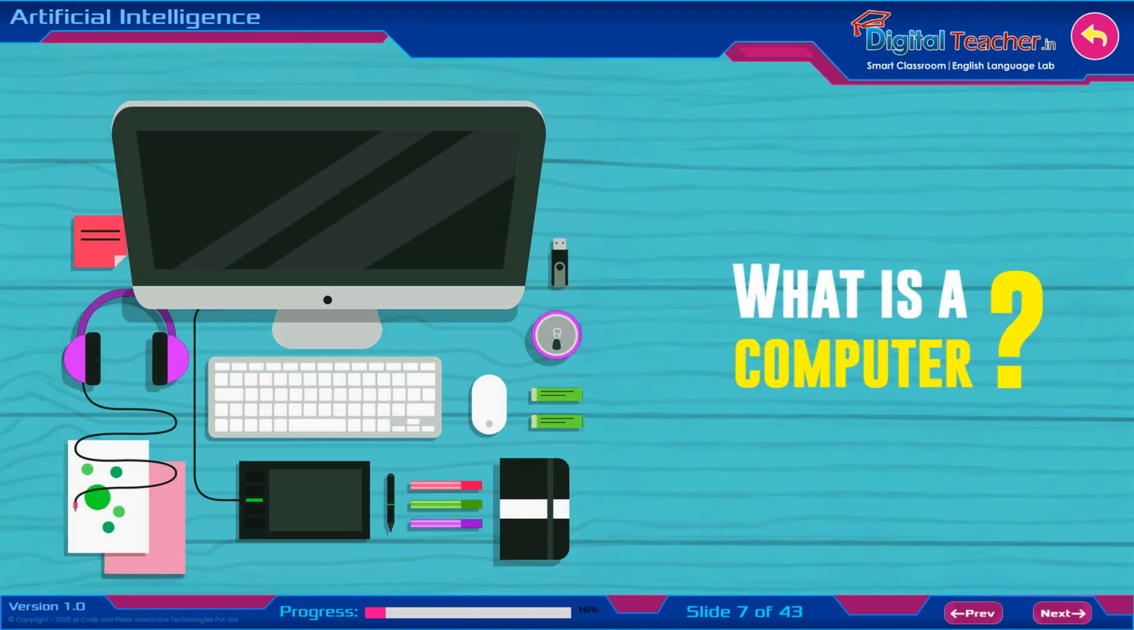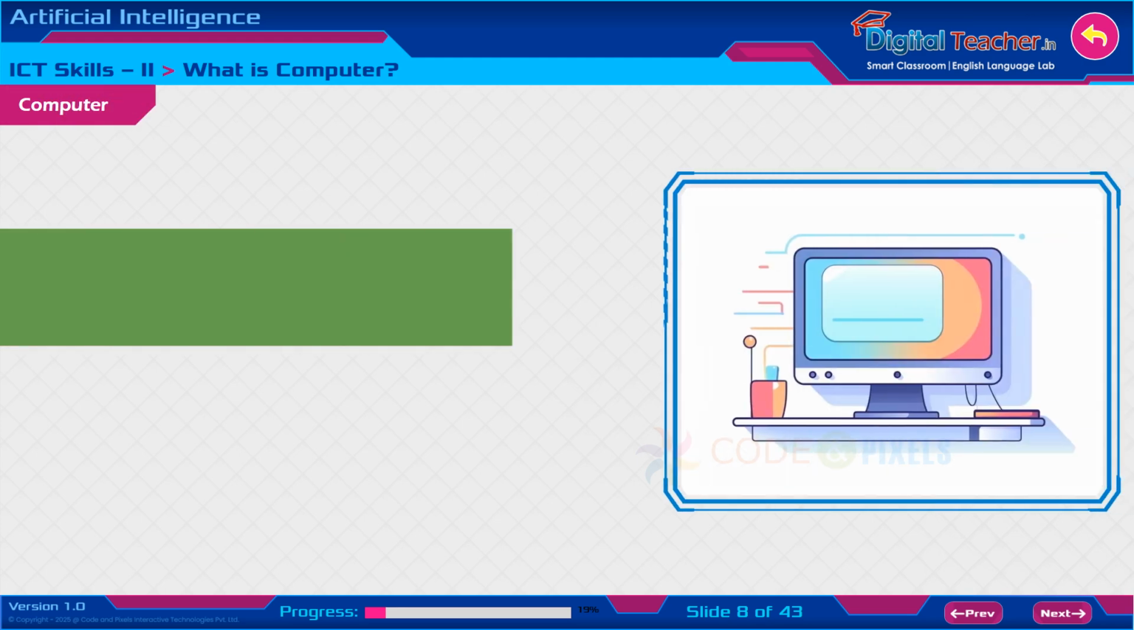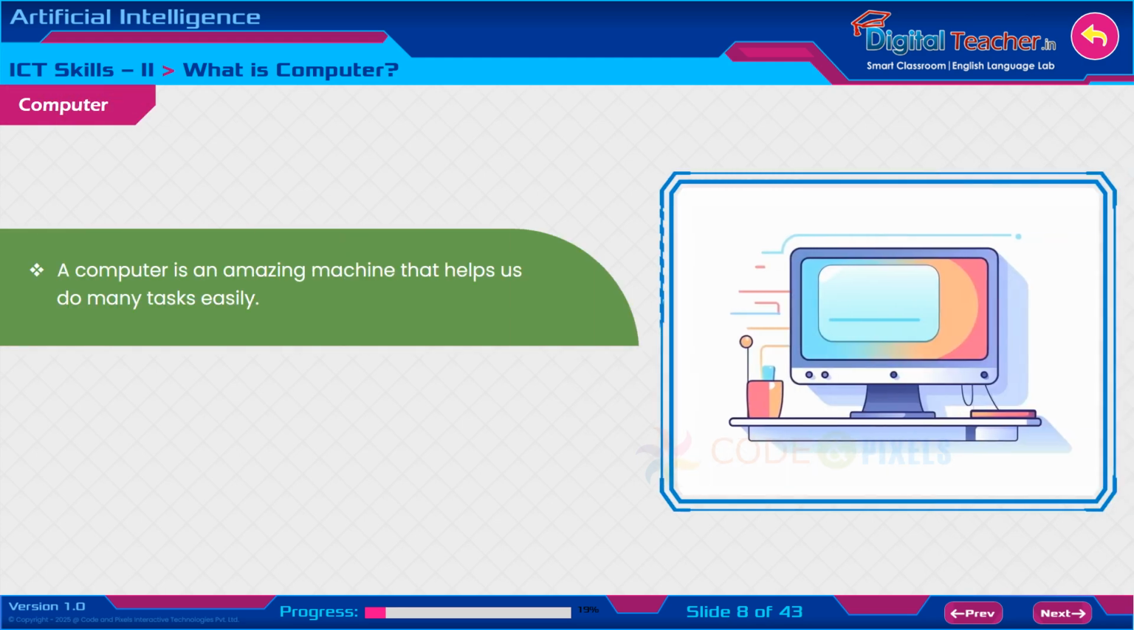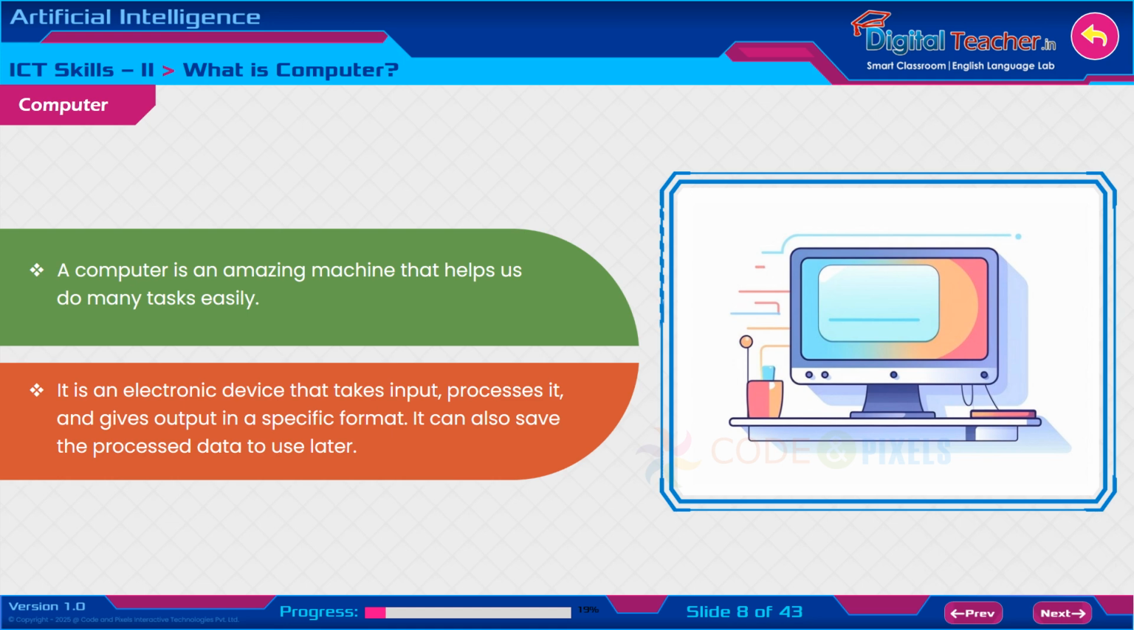What is a computer? A computer is an amazing machine that helps us do many tasks easily. It is an electronic device that takes input, processes it, and gives output in a specific format. It can also save the processed data to use later.